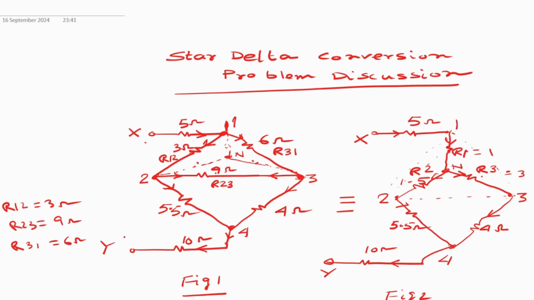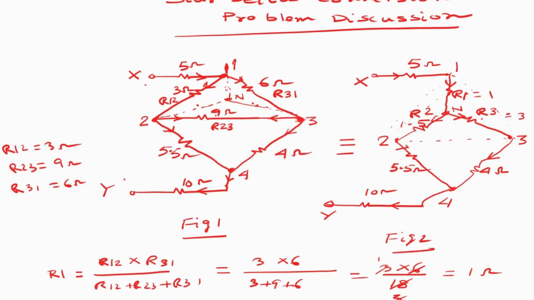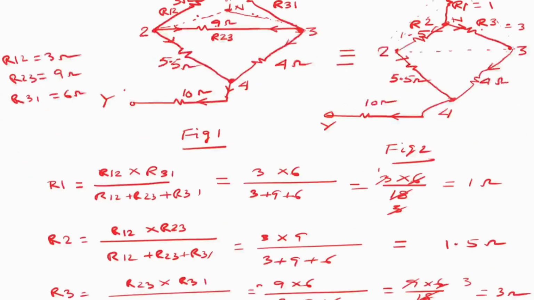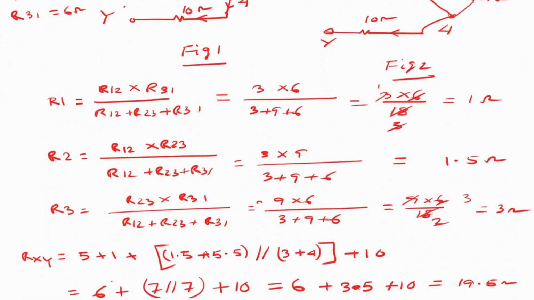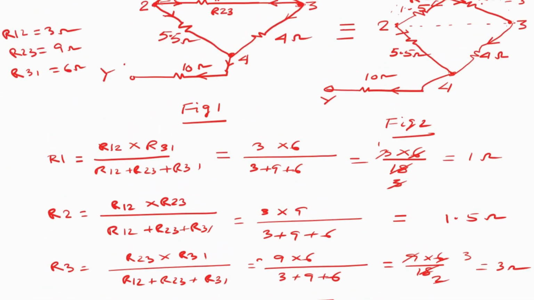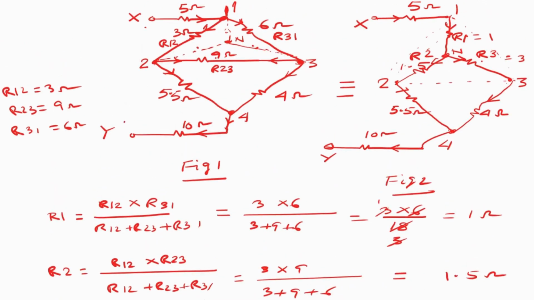From this conclusion, we take this as a delta network and it should be converted to a star network. If we convert it to a star network, then you can easily calculate the equivalent resistance, using the star connection from the delta connection as given in the previous parts: R1, R2, R3. So R1 will be R12 into R31 by R12 plus R23 plus R31. So how is it R12 into R31? As this is terminal 1, this is the resistance R1.